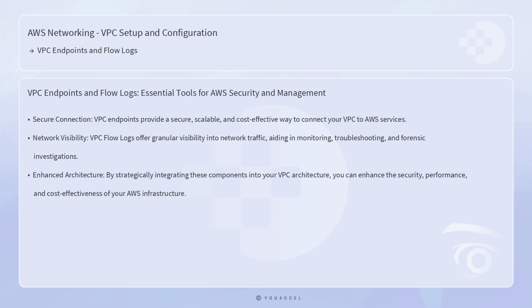In conclusion, VPC endpoints and flow logs are indispensable tools for securing, managing, and monitoring your AWS environment. VPC endpoints provide a secure, scalable, and cost-effective way to connect your VPC to AWS services, while VPC flow logs offer granular visibility into network traffic, aiding in monitoring, troubleshooting, and forensic investigations. By strategically integrating these components into your VPC architecture, you can enhance the security, performance, and cost-effectiveness of your AWS infrastructure, positioning yourself for success in the AWS Certified Cloud Practitioner exam and beyond.